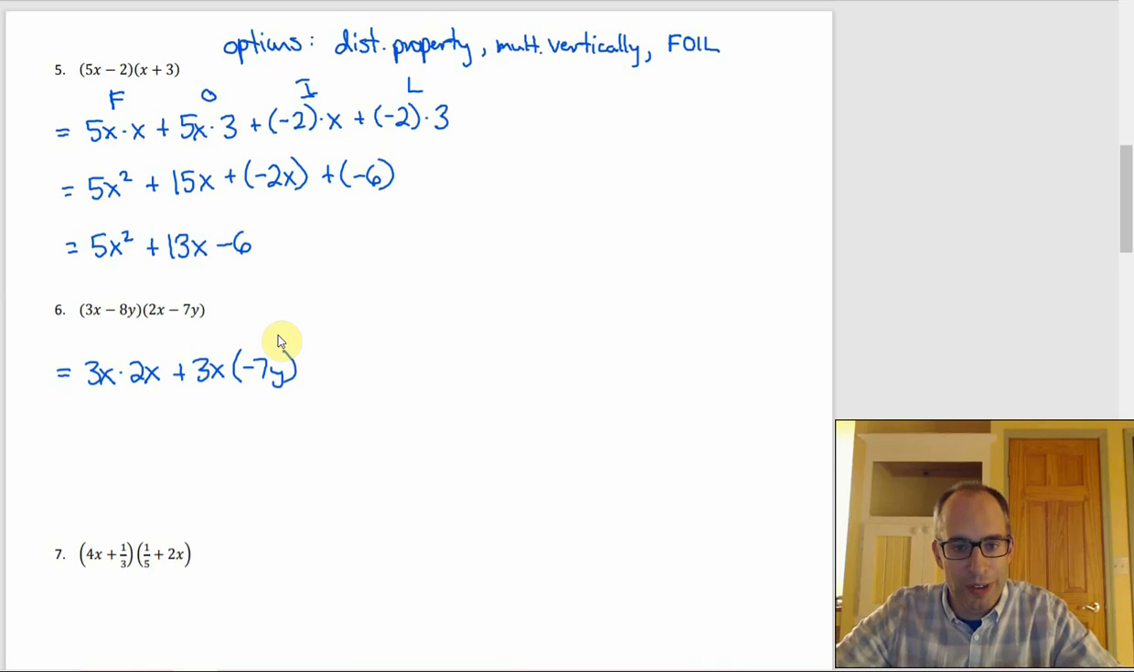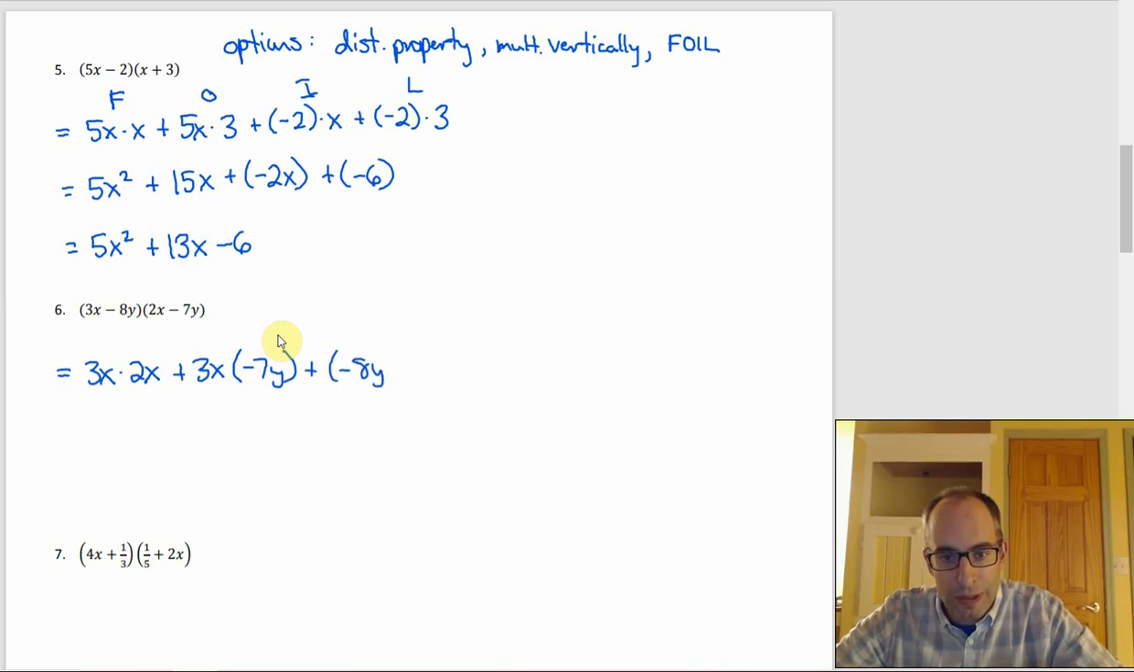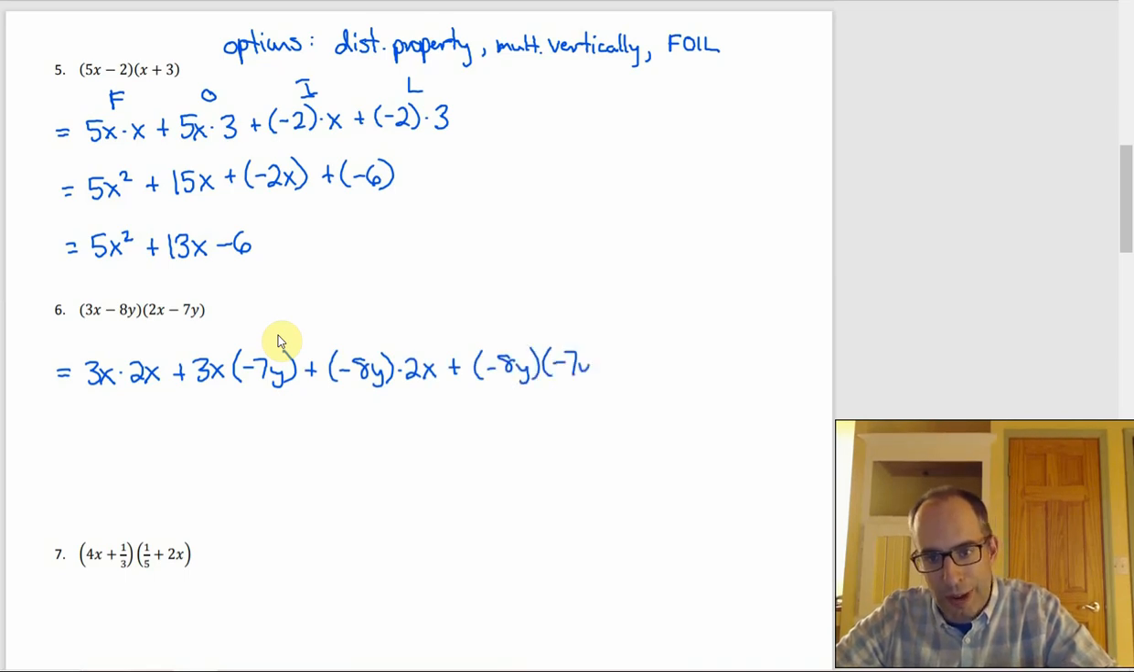So like how here I have a negative 7y, and then the next step when I do the two inner terms, I'm going to have a negative 8y times 2x. And then for the two last terms, negative 8y times negative 7y. Right, so here it is again where it's first, outer, inner, last.